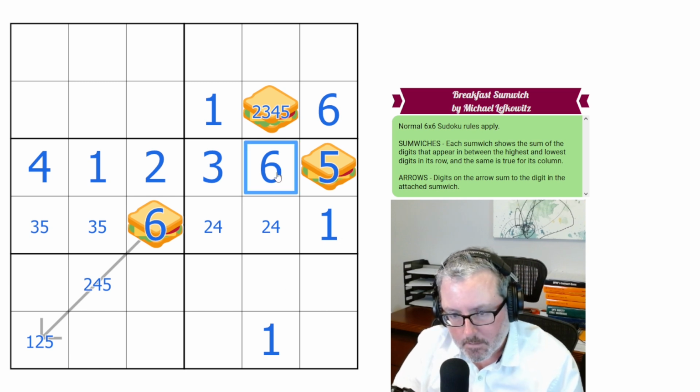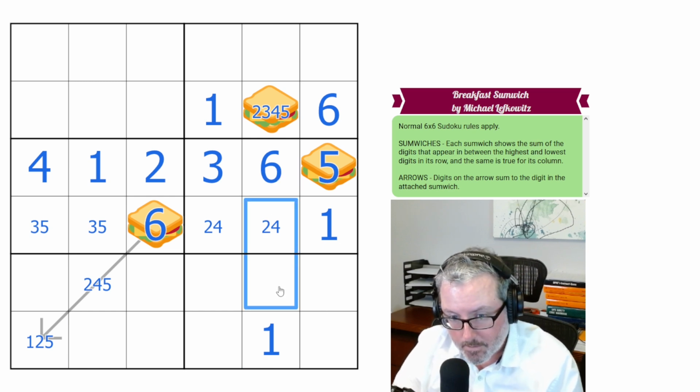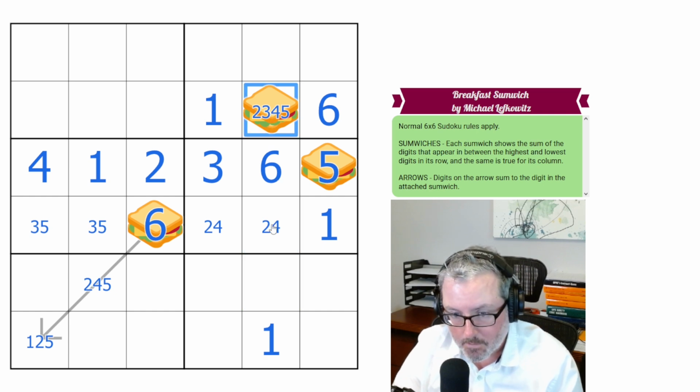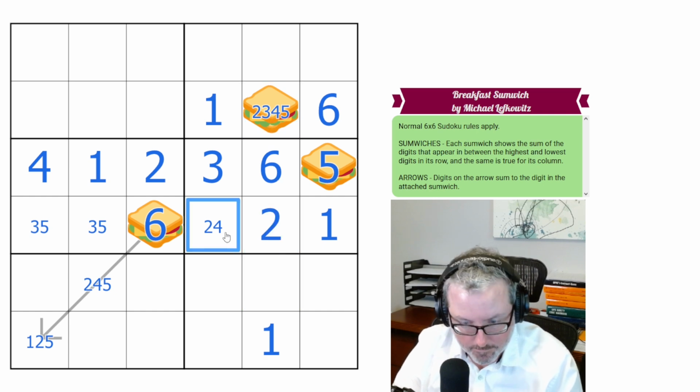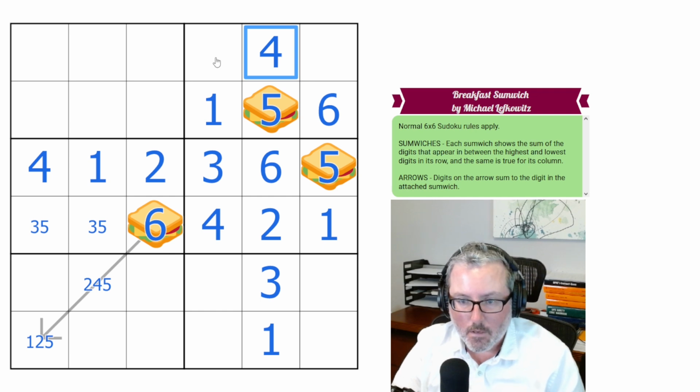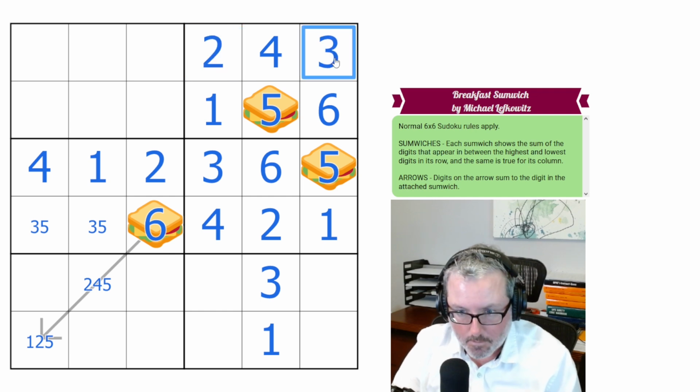Now, we've got a 6 and a 1 here. We've got 2 digits that have to equal something. A 4 will never work because the lowest digit I can put is a 2, which makes these two a 6, which we can't put a 6 here. So this is 2 and 4. Now that we've got this 2, we have to put a 3 here, and we have to put a 5 here, so we have to put a 4 here. That makes this a 2 and this a 3.